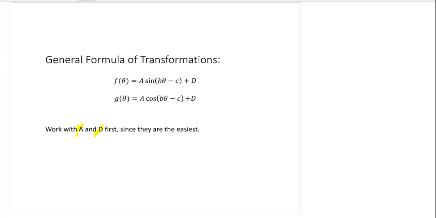One really important thing you need to see here is that it's basically the same equation, except for one it's sine and for the other it's cosine. The really nice part about it is that the A is going to serve the same function in both equations. The D is going to serve the same function in both equations. So you don't have to memorize or understand two different A's. They're the exact same A.